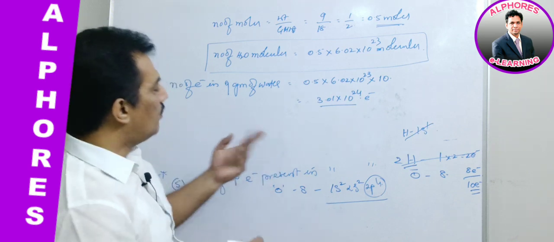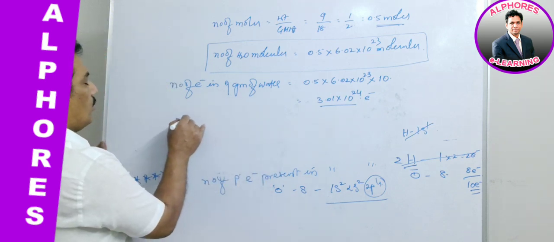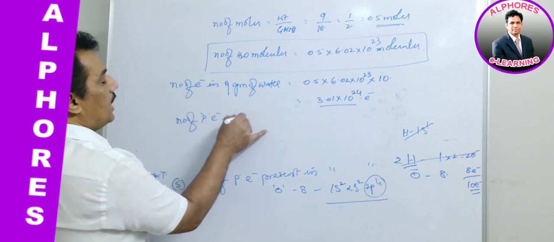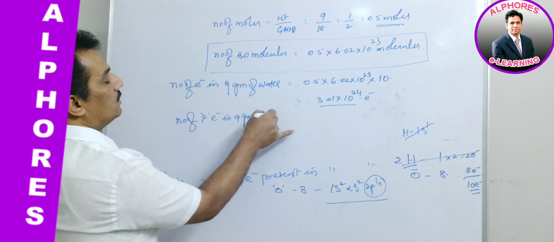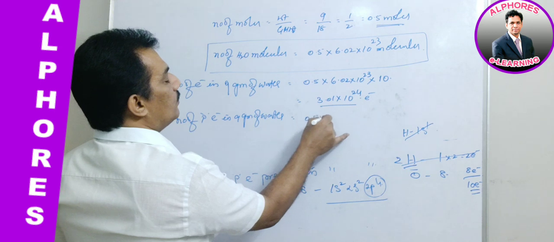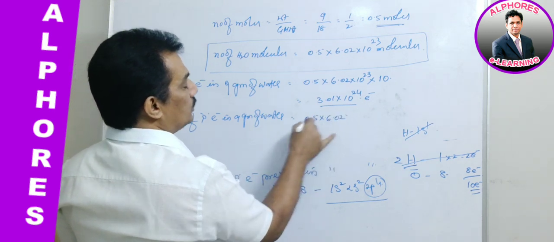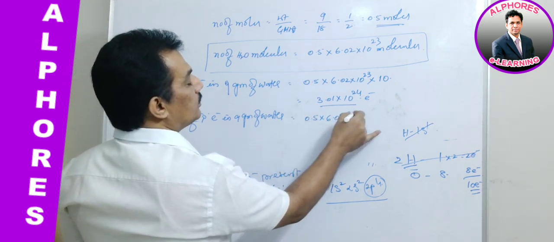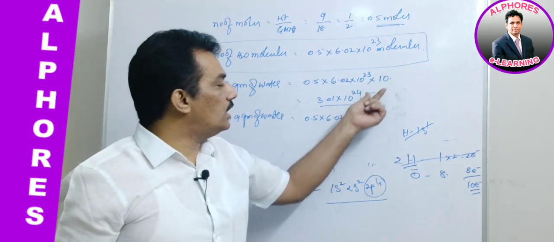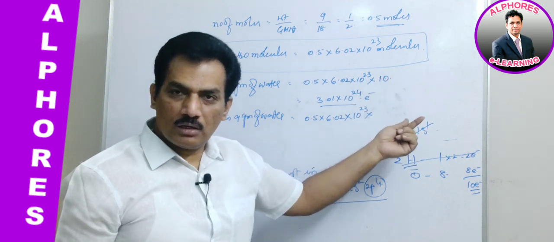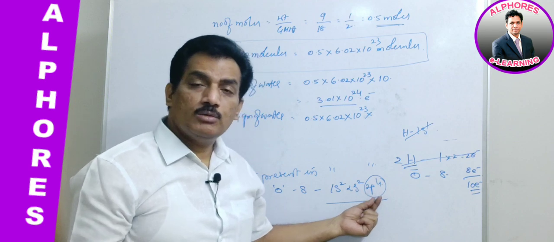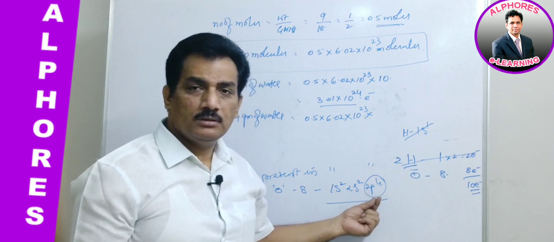Is it not? So now, how to calculate the number of p electrons in 9 grams of water? This is nothing but equal to the number of molecules, 0.5 into 6.02 into 10 to the power of 23, into, now they are not asking the total electrons. If it were total electrons, it is 10. Now they are asking only for p electrons. For each molecule, how many p electrons are present? Only 4.